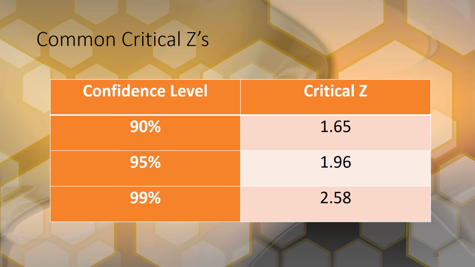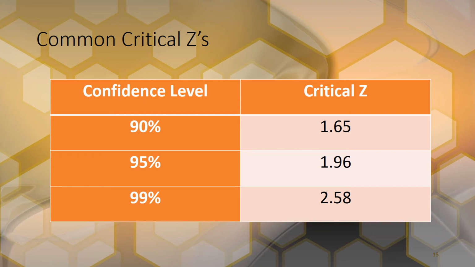Here are some common critical z's. Remember I said 90, 95, and 99 are the most common. If you have a 90% confidence level, your critical z will be 1.65. If you have a 95% confidence level, then your critical z is 1.96. If you have a 99% confidence level, then your critical z is going to be 2.58. So in this class, these are the only three you're going to use, and probably the only ones you would ever use, unless maybe you're in a different field.